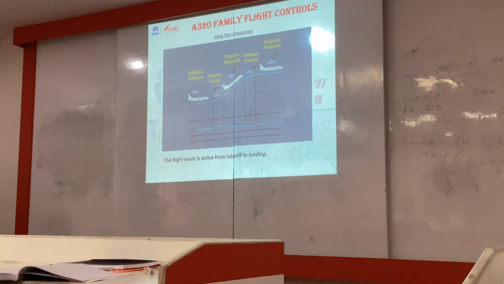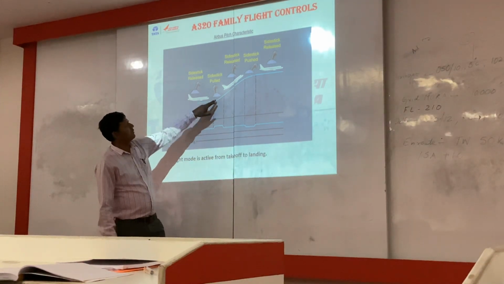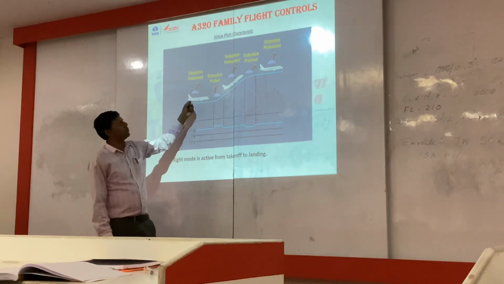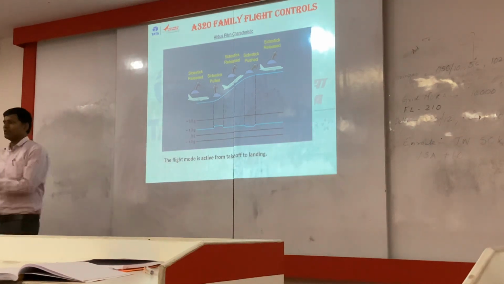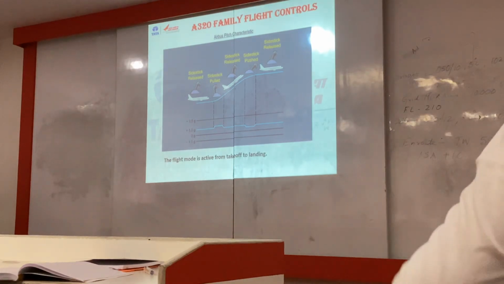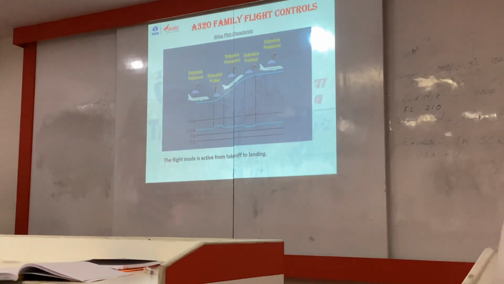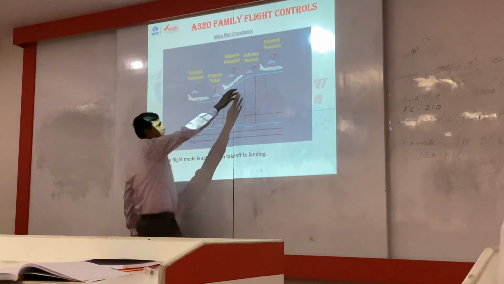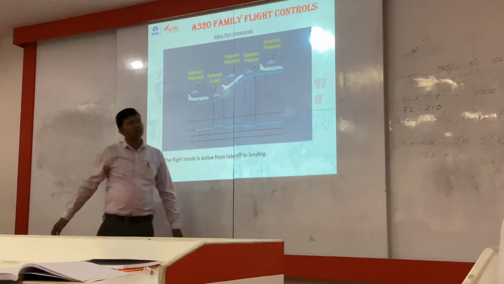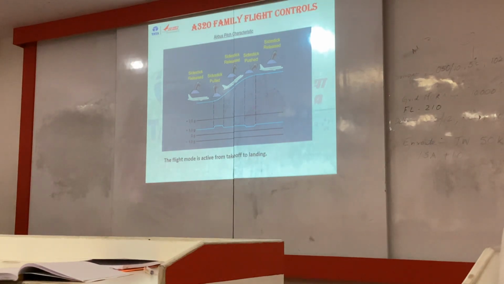So now like this, the flight mode is active from takeoff to landing. Here the side stick is pulled. When it is pulled, it will maintain. You have pulled, you will leave it. It is maintaining that pitch attitude till the time you further give the input. Once you reach the climb level, you have to set speed first, then it will maintain that. Since the auto trim is available, it will trim it.